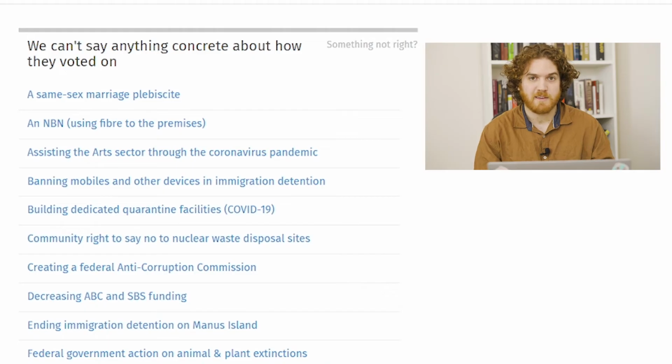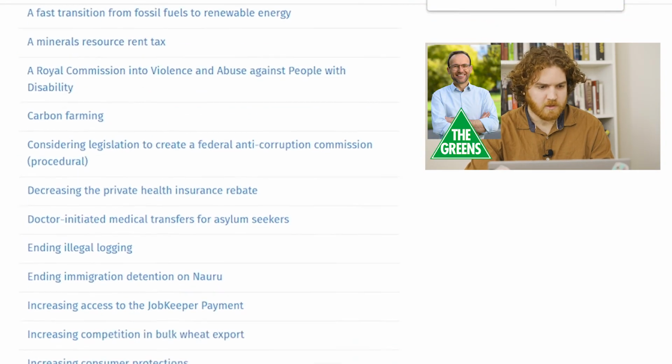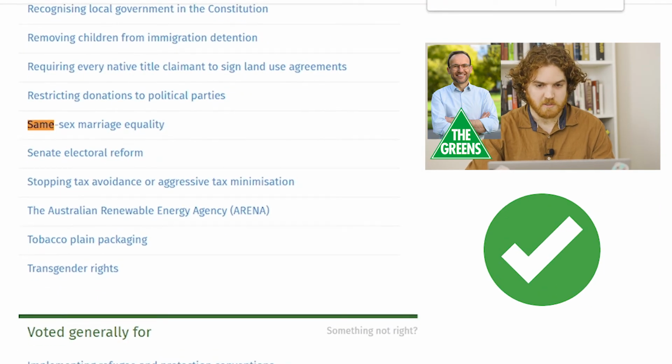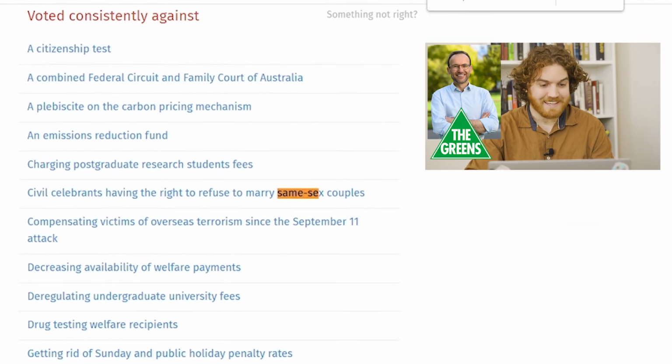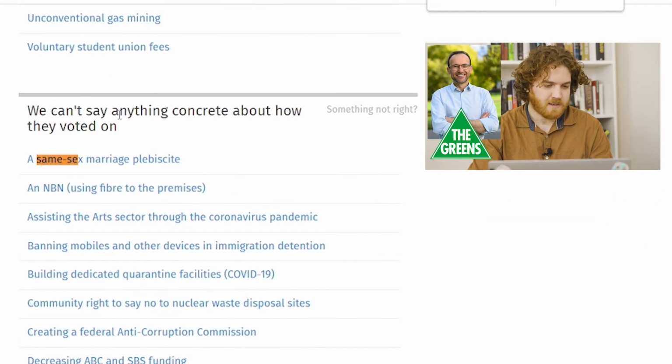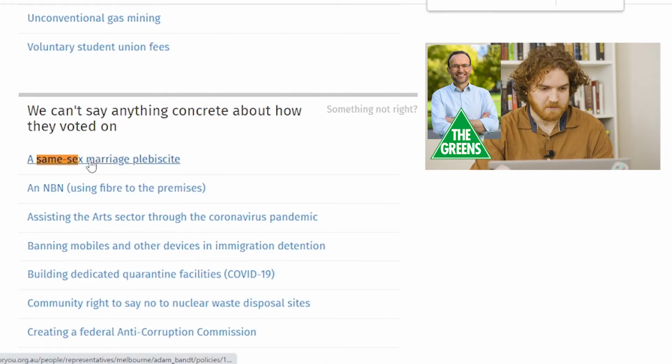Another important topic, LGBTQIA+ issues. So Adam Bandt from the top, leader of the Greens, has voted consistently for same-sex marriage equality. He has voted consistently against civil celebrants having the right to refuse to marry same-sex couples, and we can't say anything concrete about how he has voted on a same-sex marriage plebiscite.